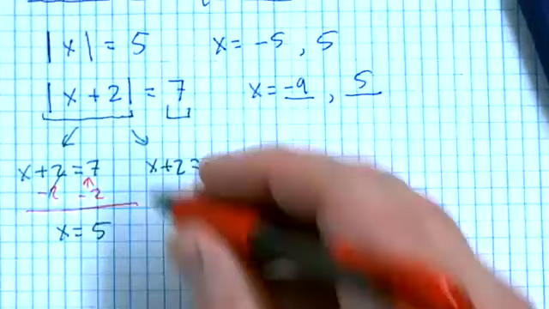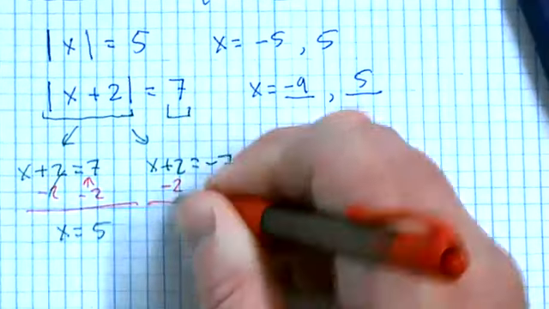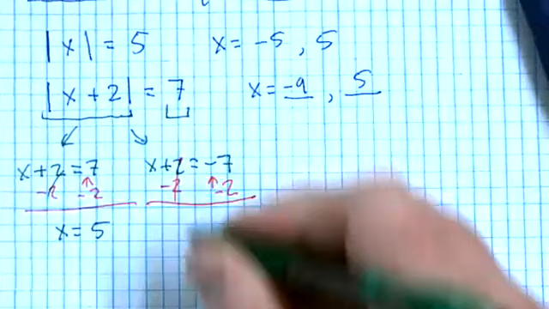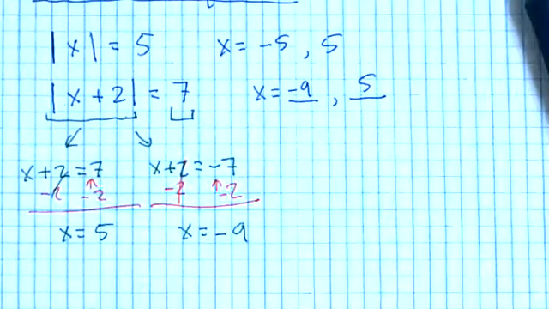And this one over here, I would solve it by subtracting 2 from both sides. These would cancel. This time I've got -7 minus 2, which is -9. And those are the exact same answers that we came up with when we were just thinking through it a minute ago.